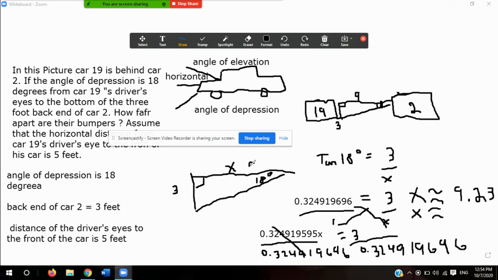But I still need to find how far the bumpers are. And it says the distance from the driver's eyes to the front of the car is 5 feet. So if the horizontal is 9, I have to subtract the 5 feet, which is the distance of the driver to the front of his car, and that would be 4 feet. So the bumpers are actually approximately 4 feet apart. Okay, so that's one of the applications that we have for this.